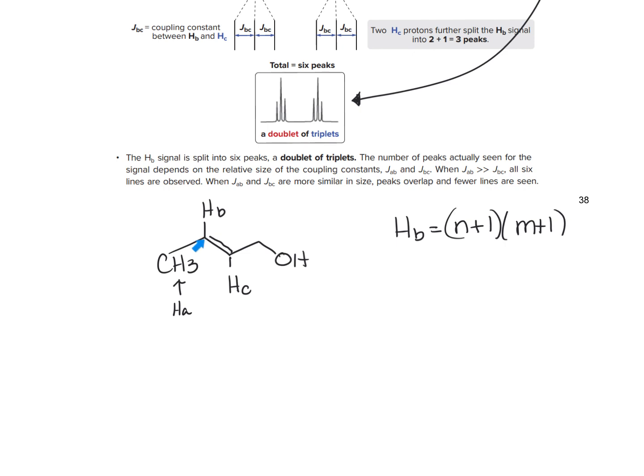So I would look at what's next to it. So over here we've got 3. So that would be 3 plus 1. And then over here we just have 1. And so that would be 1 plus 1. So that'd be 4 times 2, and that would be 8. And so we would expect HB to give us a peak of 8.